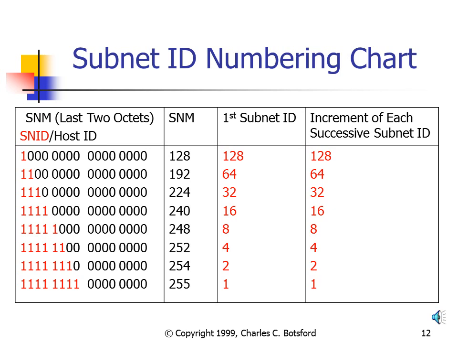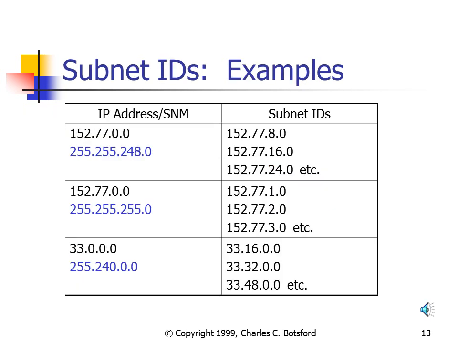Now remember, if the first subnet ID starts at, for instance, 64, each successive subnet ID will also start at 64. Or if the first subnet ID starts at 8, each successive subnet ID will start at 8. Let's take a look at a couple other examples on how to determine subnet IDs.